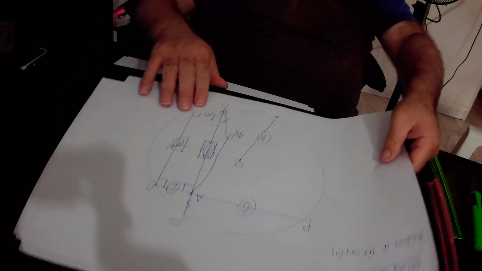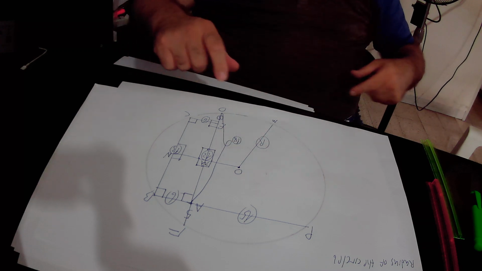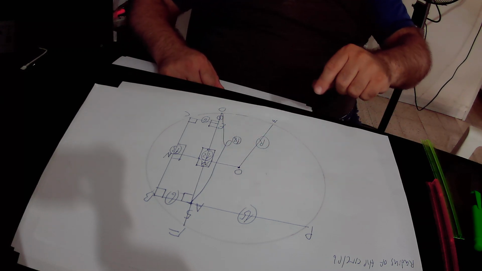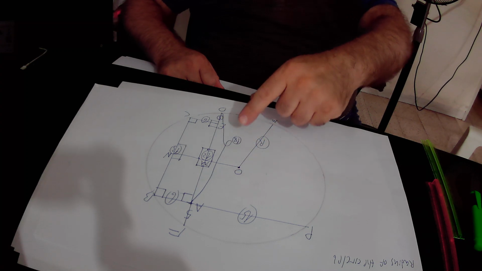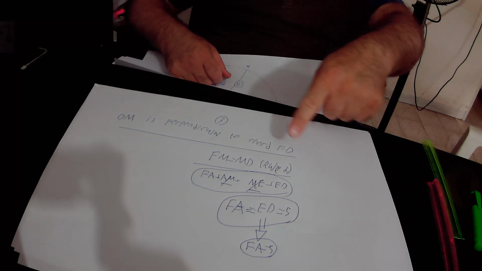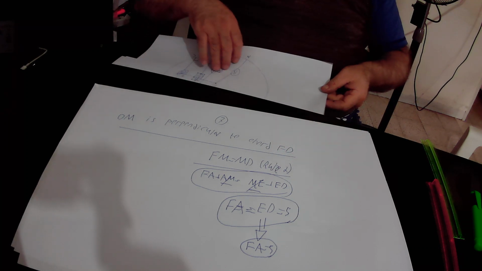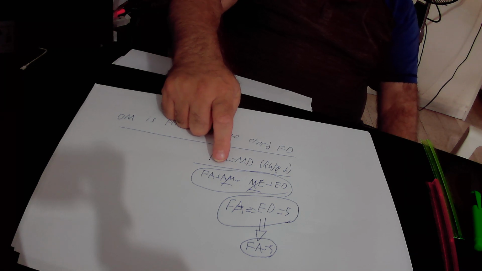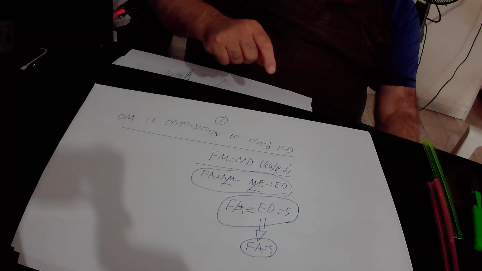What is MD? You can see here that MD equals ME plus ED. So we can substitute MD by ME plus ED. In conclusion, we found out that FA plus AM equals ME plus ED.